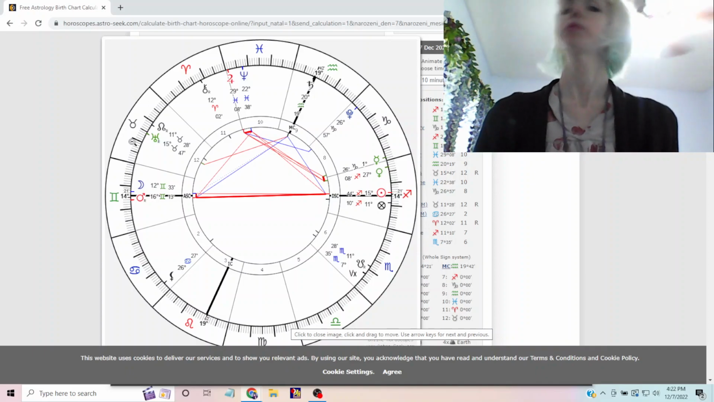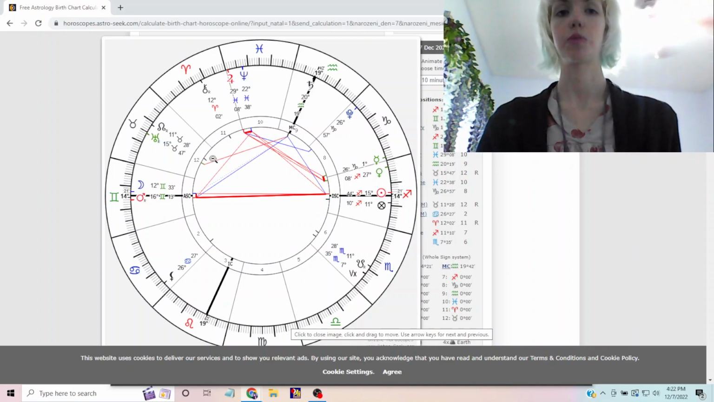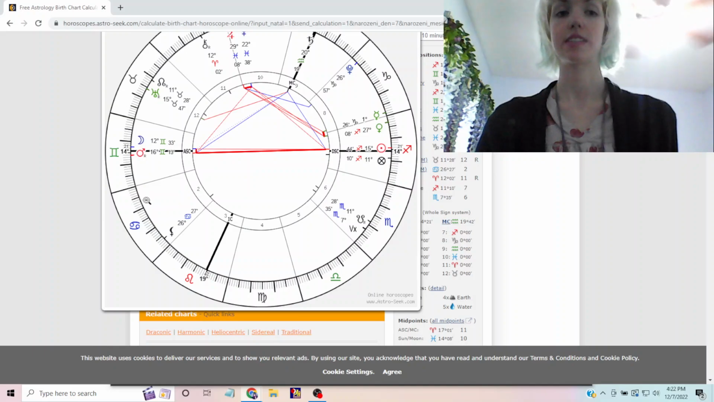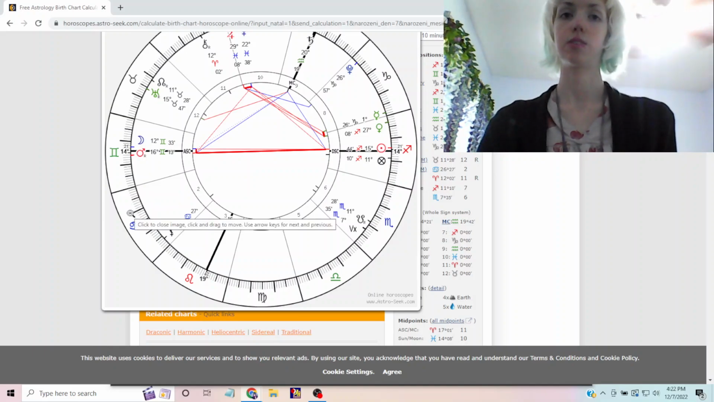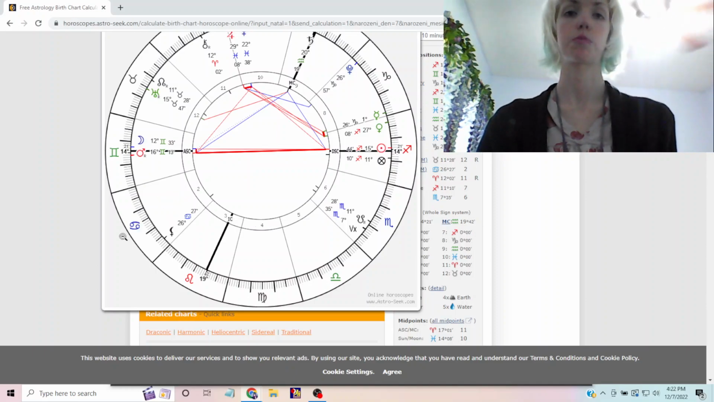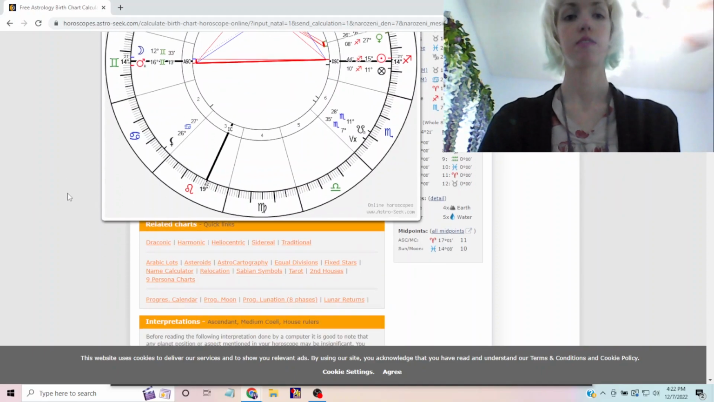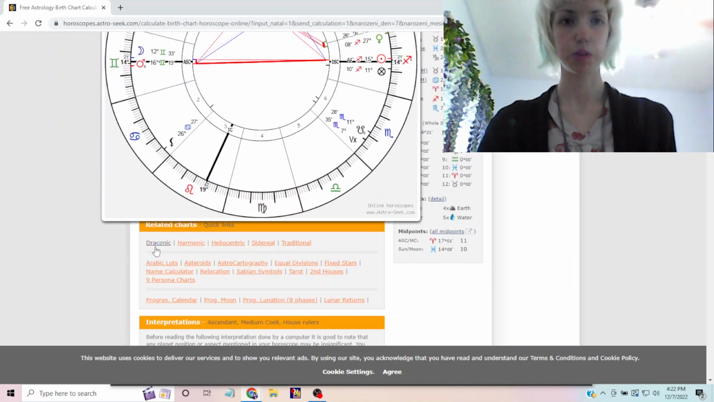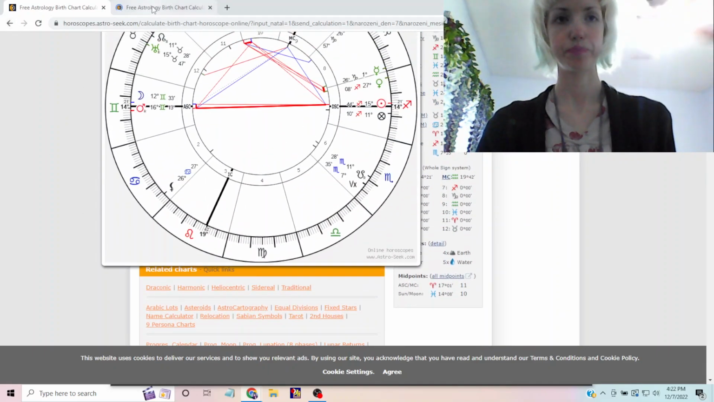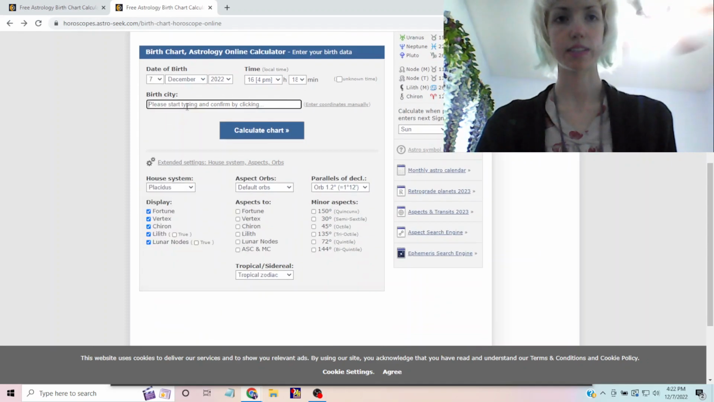And so these are the houses that I just went through. Since I selected whole sign, it's the same, where Cancer begins is also where the house begins. So it's 0 degrees Cancer, this is where the 2nd house begins for a whole sign chart. If you would have selected Placidus, for example, let me show you what that would look like. Let me go back. If you were to do a Placidus chart.